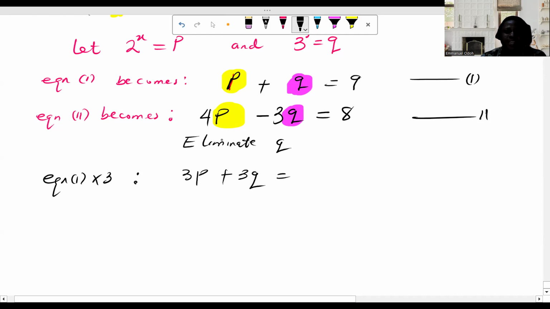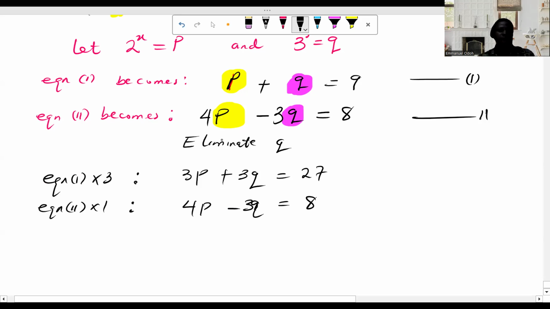3 times 9 is 27. Then equation 2, I'm just going to multiply by 1, so it would stay as it is: 4p minus 3q equals 8.